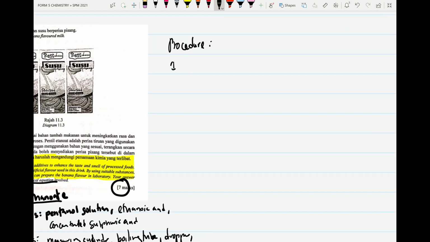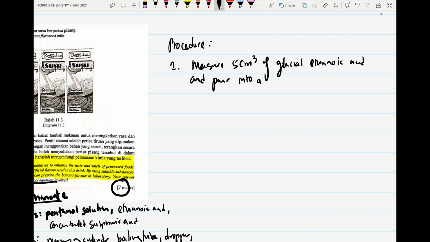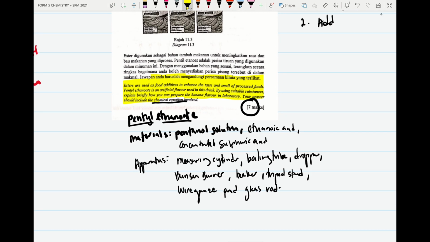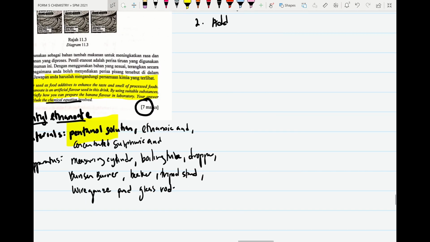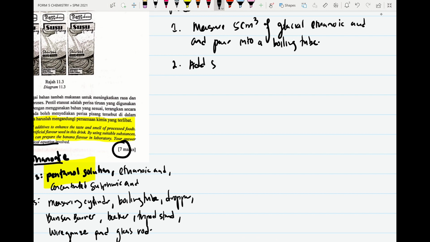Alright, the first procedure, first point, we try to measure 5 cm³ of glacial ethanoic acid, and we pour into a boiling tube. So 1 mark for this one. Then point number 2, add. So we try to check what is the name of the alcohol, pentanol.